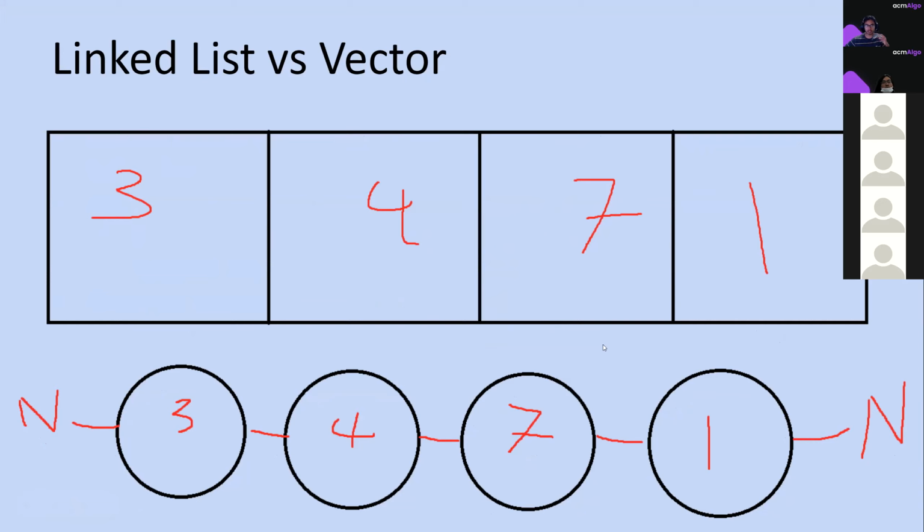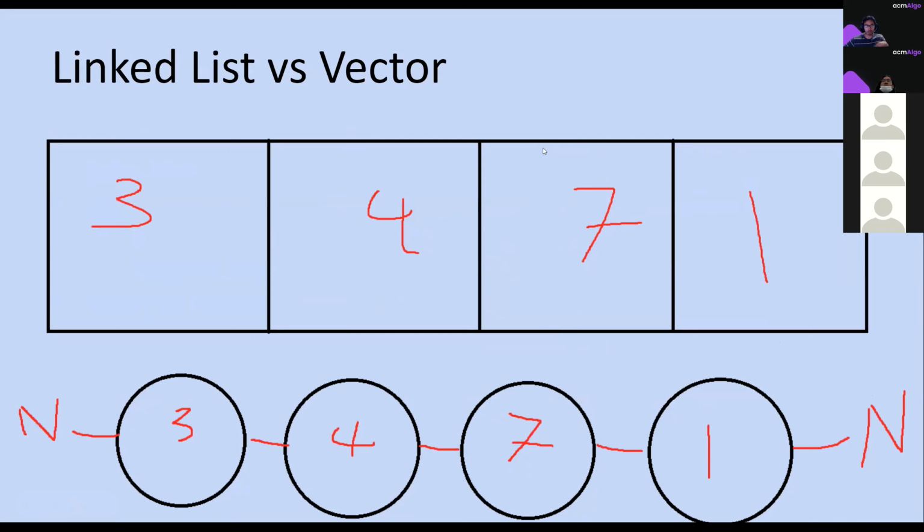So I want you guys to start thinking about those trade-offs and the benefits between data structures. That's a really common question that they'll ask you on interviews. When would you use a linked list versus an array? And you want to give both sides because that really shows that you know what you're talking about.